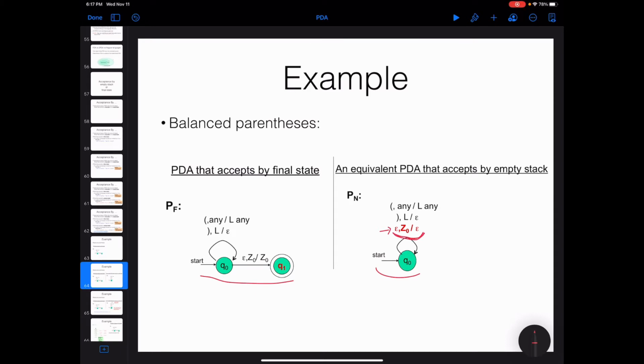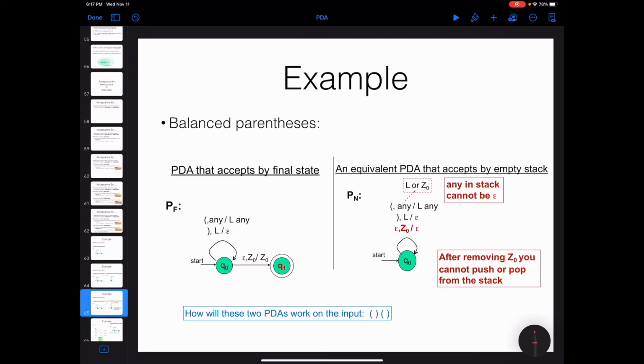Z0 from the stack. So when you are doing such an action, it means that without consuming anything from the input string, if you remove Z0, it means that there is nothing in the stack, and if even Z0 has been removed from the stack, you cannot do any other action. So in all the pushdown automata that you design based on empty stack, you should remove Z0 because the stack should be empty at the end.